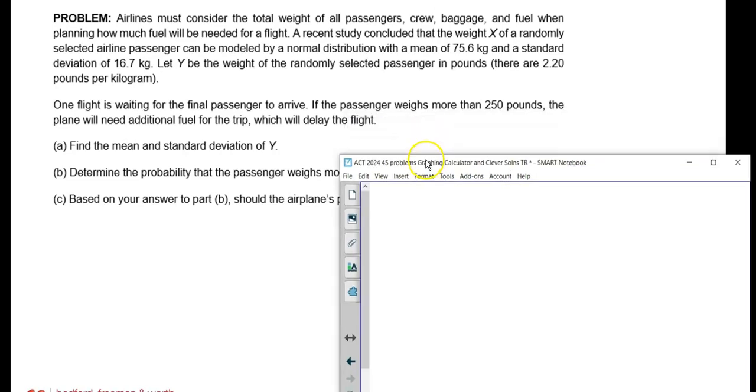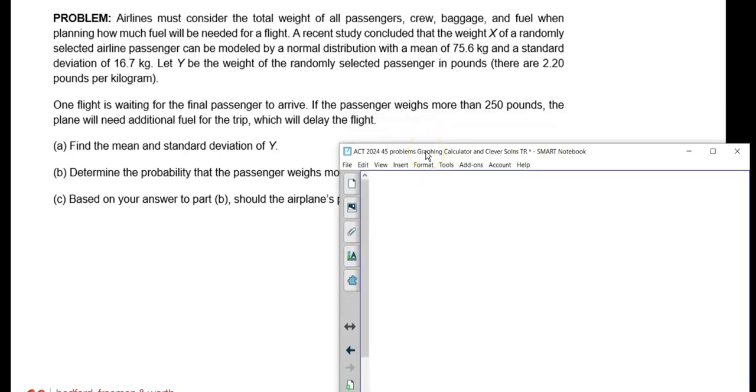the airline must consider the total weight of all passengers, crew, baggage, and fuel when they plan how much fuel they need. That's actually true, I think. A recent study concluded the weight X of randomly selected passengers, so X is the weight, the random variable, the weight of a passenger randomly selected, can be modeled by a normal distribution with a mean of 75.6, standard deviation of 16.7. I'm not going to draw that yet because I want to read the whole question. Let Y be the weight of a randomly selected passenger in pounds.